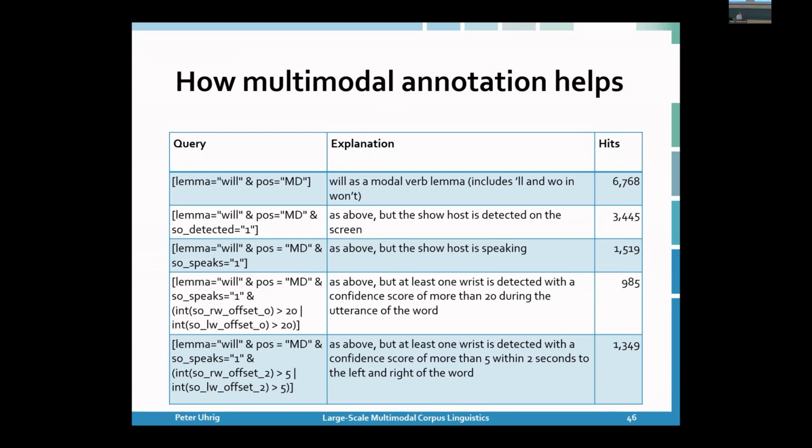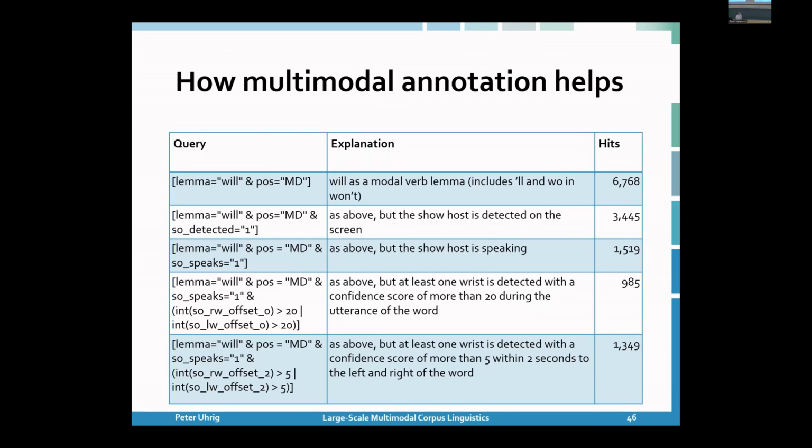So if you do that, then, first of all, if she speaks, you're down to 1,500. And then if you say, can we see the hands? You're down to 985. Compared to 6,700, the amount of time that you save annotating by using these automatic annotations is just tremendous.